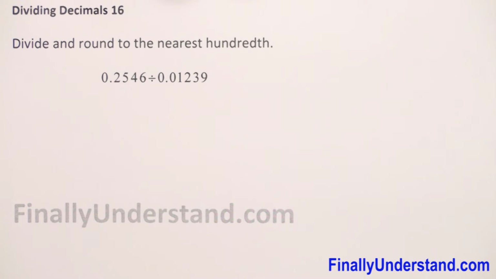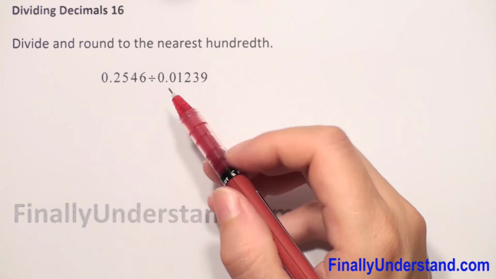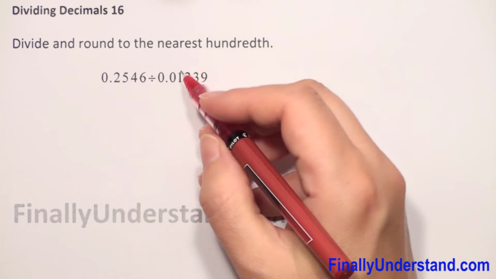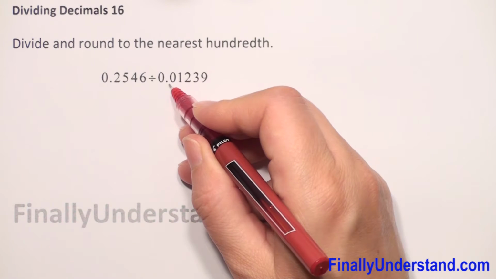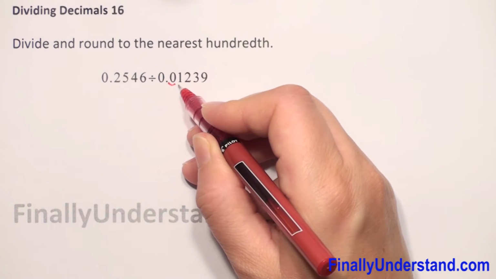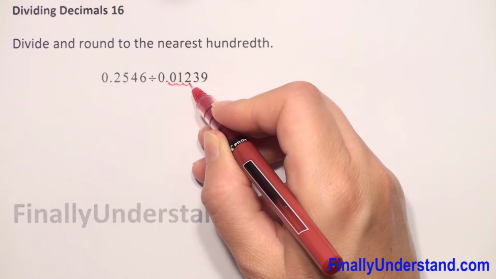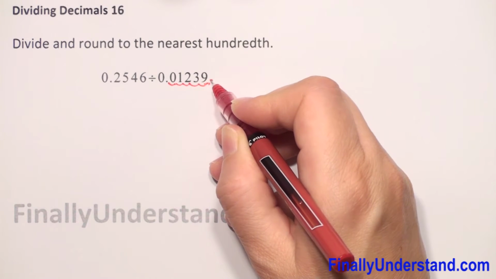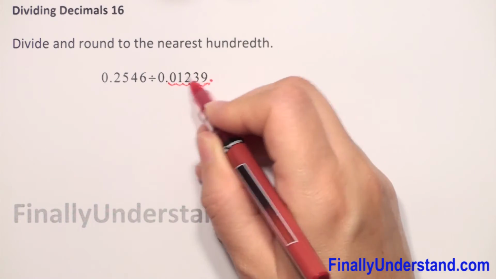We have division of decimal numbers. How do we do this? We need to have our divisor be a whole number. So first let's check what we have here. After the decimal point, our divisor has 1, 2, 3, 4, 5 digits. So we need to move the decimal point 5 digits to the right to have our divisor be a whole number.